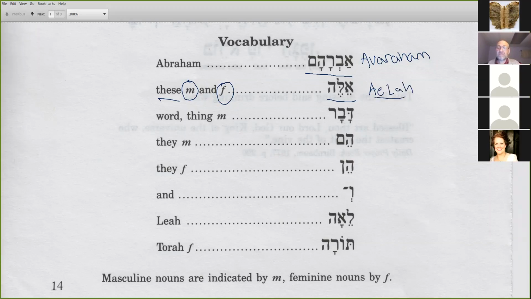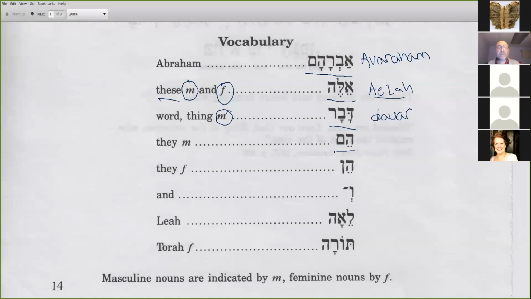Maybe as close as I can get. Ela. Davar, meaning word or thing. Notice that that is masculine. D-A-V-A-R.